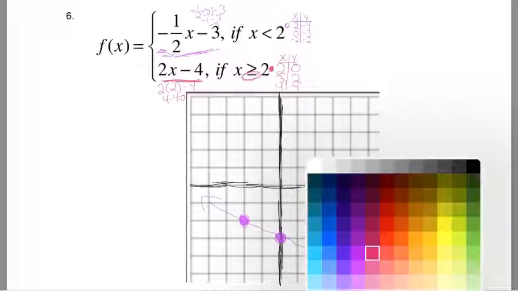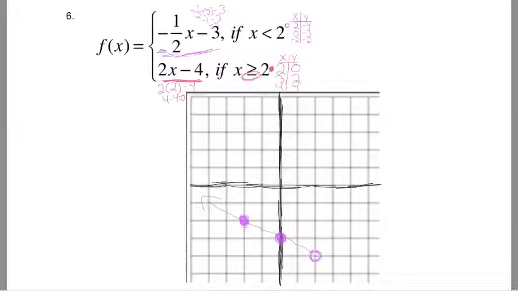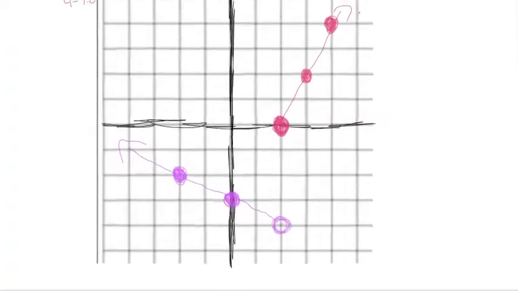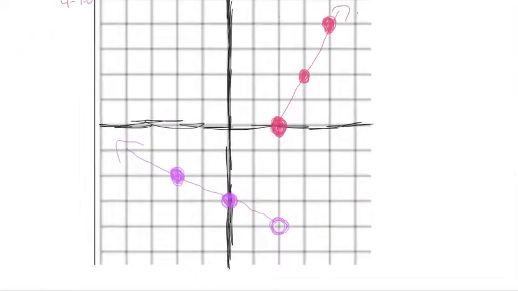Then we have our second step. Our second step starts at 2, 0. And it's a closed circle because of that or equal to. Then we have at 3, 2. And 4, 4. And our second step is going to go to the right forever. So this would be our graph for number 6.